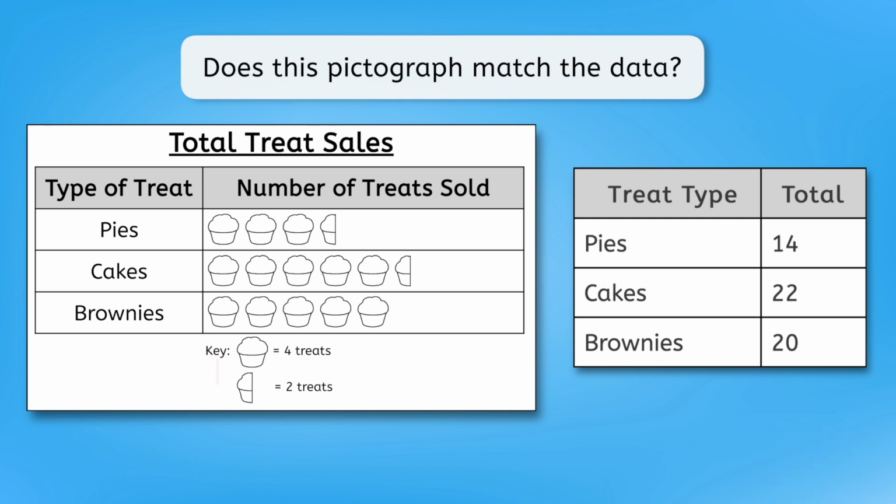Oh yeah, the pictograph has a key. This helps us know what the shapes represent. Notice how the key says 1 muffin is equal to 4 treats. So that means half of a muffin is 2 treats. So 4, 8, 12 plus 2 is 14, which matches the pie data. And 4, 8, 12, 16, 20 plus 2 is 22, matching the cake data. Well, 4 times 5 whole muffins equals 20 brownies.